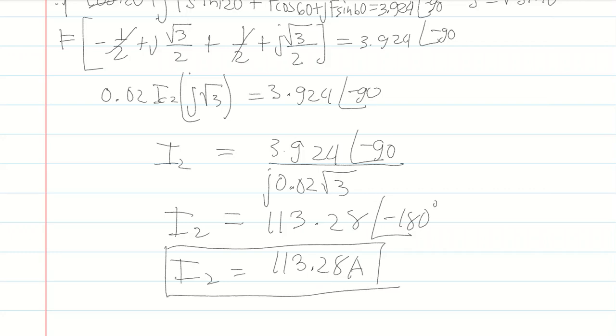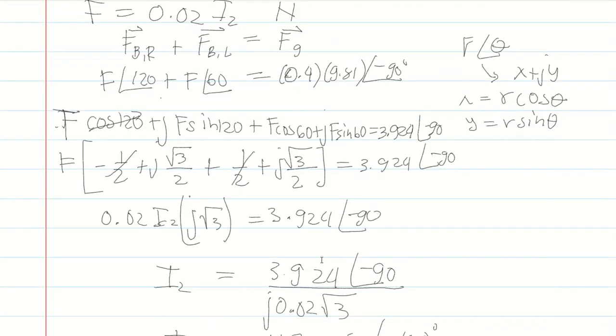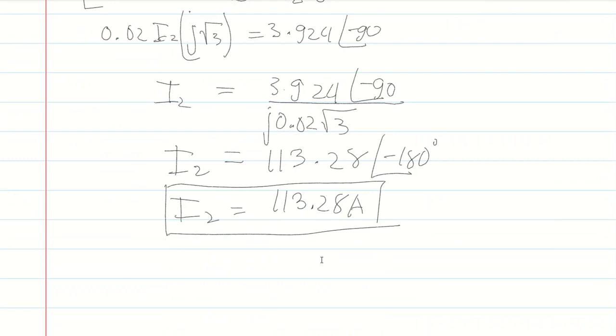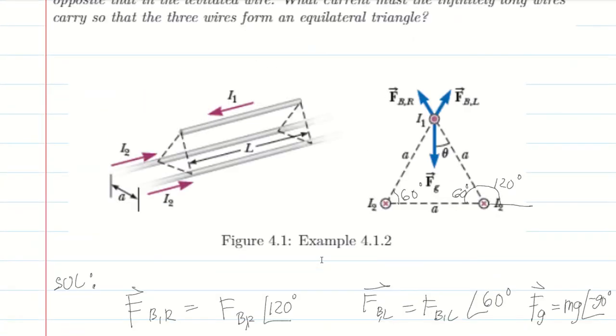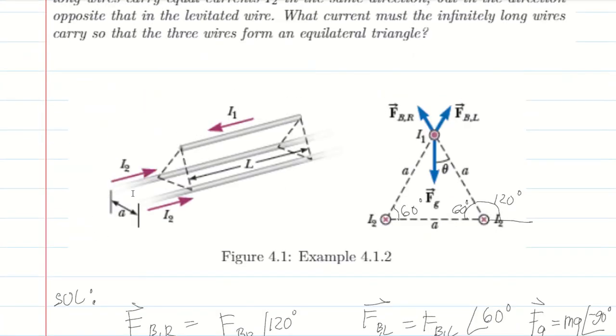So we need the current to have a magnitude equal to 113.28. This is a DC current. It should be DC, it's not AC. So that's the current we need here in both the infinitely long wires, so that we can make the other wire levitate with the same distance as the other wires.